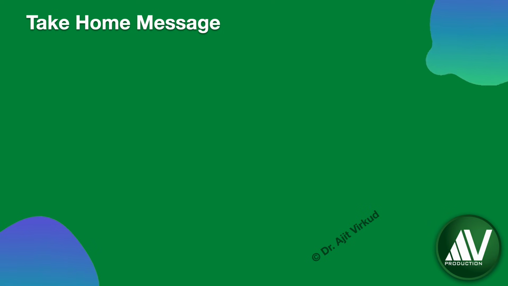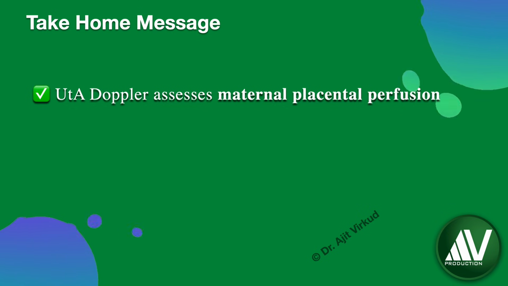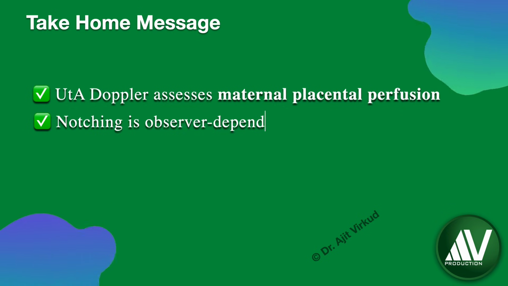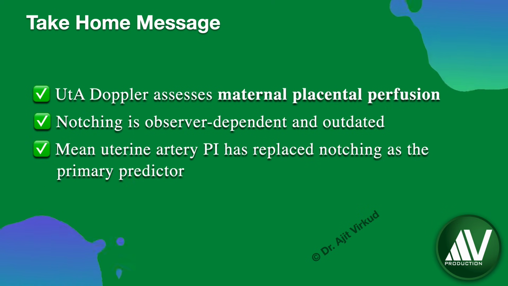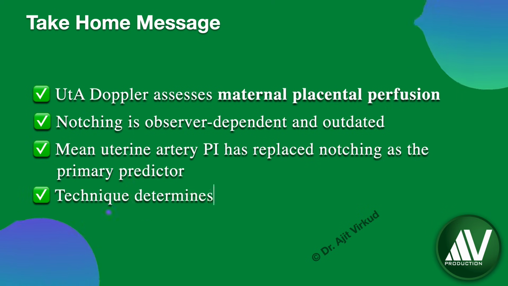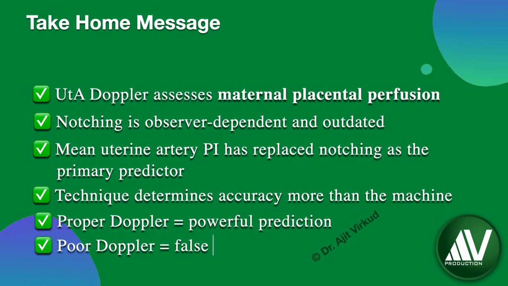Following are the take-home messages from this masterclass. Uterine artery Doppler assesses maternal placental perfusion. Notching is observer dependent and outdated. Mean uterine artery PI has replaced visual notching as the primary predictor. Correct technique determines accuracy more than the machine. Proper Doppler equals powerful prediction. Poor Doppler equals false reassurance.